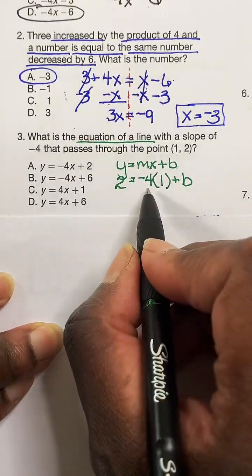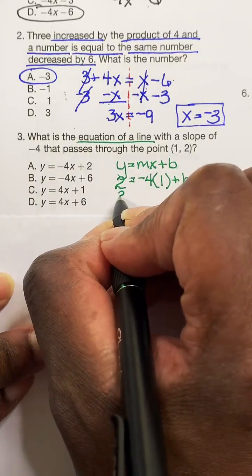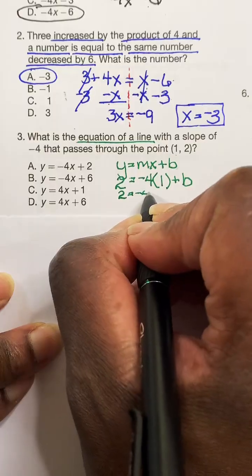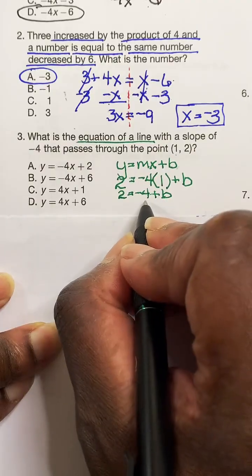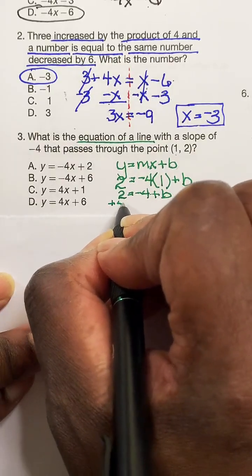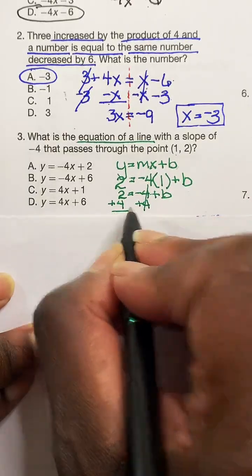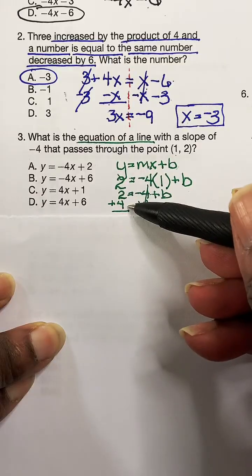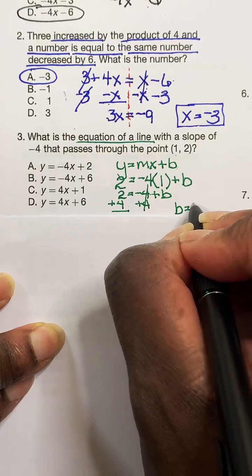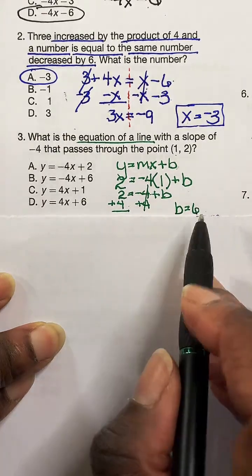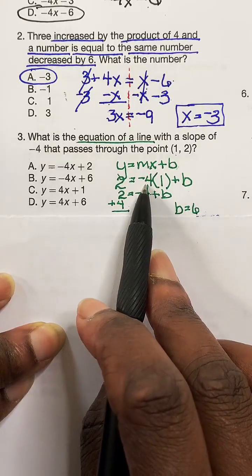So one of them is, let me multiply -4 times 1. That gives me -4. So that means I have 2 equals -4 plus b. If I want to get b by itself, I need to add my 4. So the 4's can cancel out. Now, 2 plus 4, that will give me 6. So that means b is equal to 6.